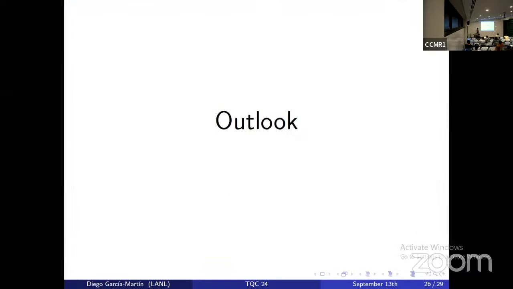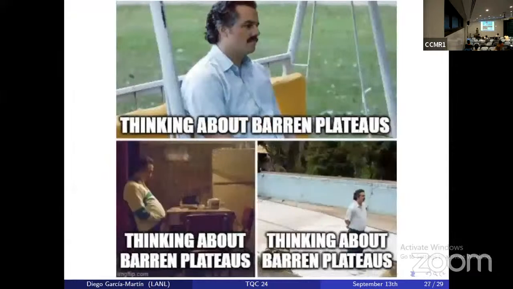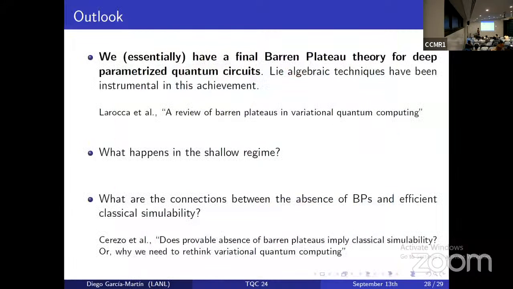Okay, so that was it. Outlook. After quite some effort, we now finally have essentially a final Barren plateau theory for deep parameterized quantum circuits. And here, Lie algebraic techniques have been instrumental in this achievement. In particular, I recommend this excellent review by Larocca and co-authors about Barren plateaus. You can find everything that is known basically today in that paper.